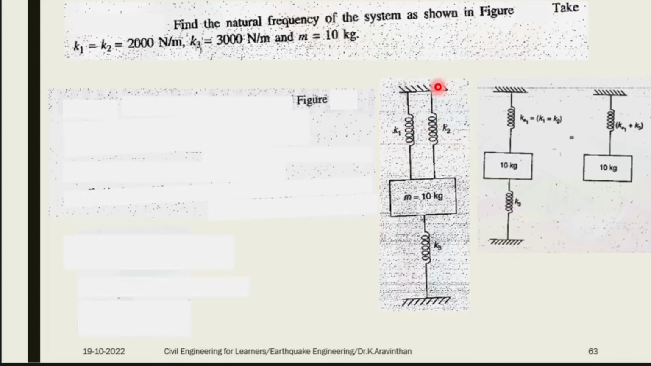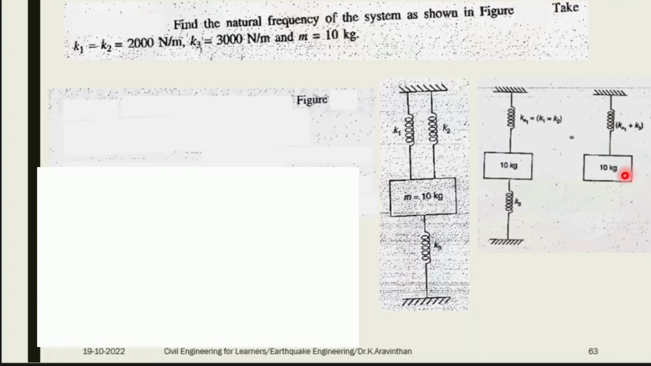If the two stiffnesses are parallel, how do you find the effective stiffness? You add K1 plus K2. If your K1 is 2000 and K2 is 2000, you can add these two parameters and write it as 4000. So your Ke will be 4000, the mass is given, and below that you have K3. Now your system is like a series connection. For a series connection, you find 1 by Ke1 plus 1 by K3. This is called K effective.